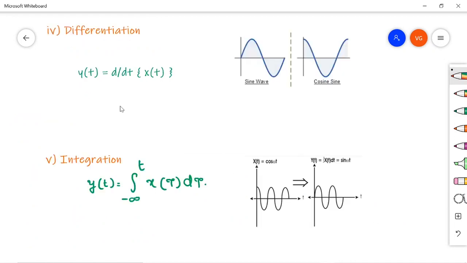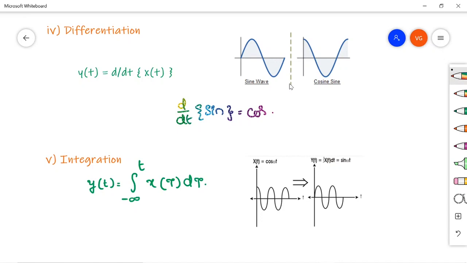The next operation here is differentiation. If you pass a signal x of t through a differentiation operation, the resultant signal is nothing but the mathematical operation of differentiation done on the signal x of t. That means, suppose you're taking a sine wave and you apply a differentiation operation on the sine wave, you will get the cosine wave. As you know, d by dt of sine is nothing but cos. So it is nothing but a simple mathematical operation, but applied on the signals.